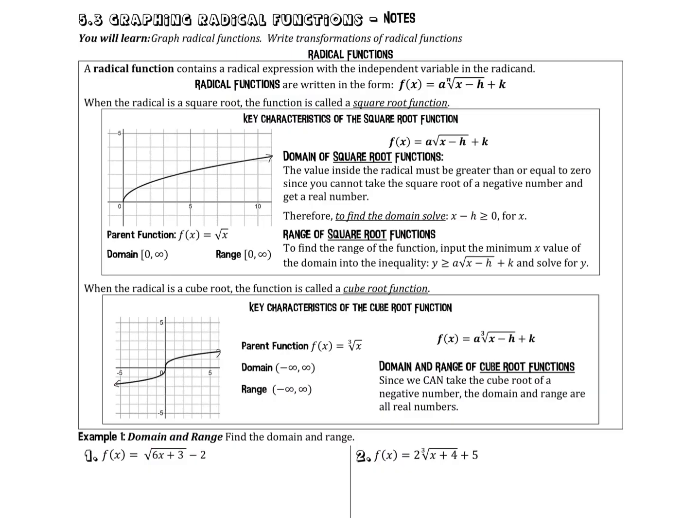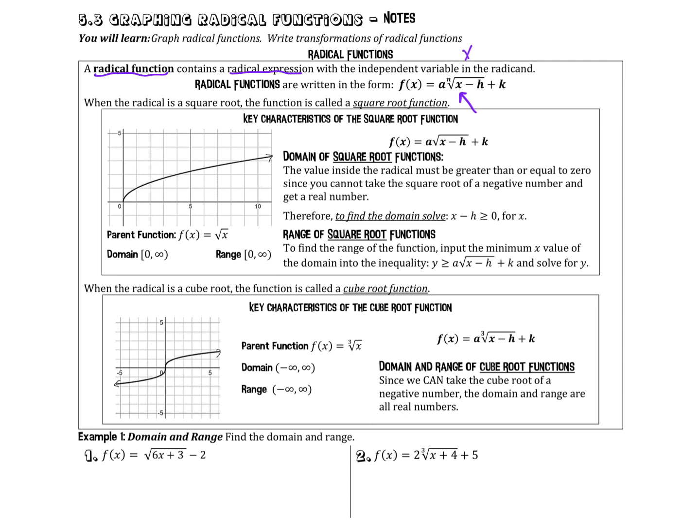All right, a radical function is just a function that contains a radical expression. So it could be a square root, a cube root, a fourth root, but it has a radical expression, and the independent variable, aka x, is a part of that radicand, or is inside the radical. So we're going to first look at the square root function.